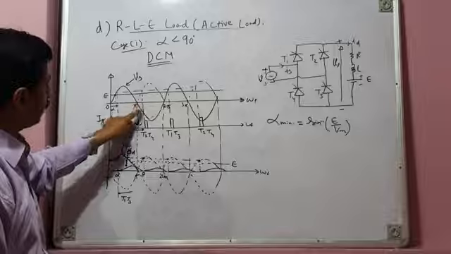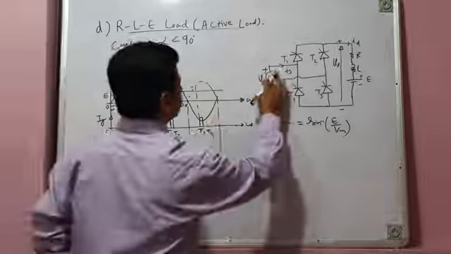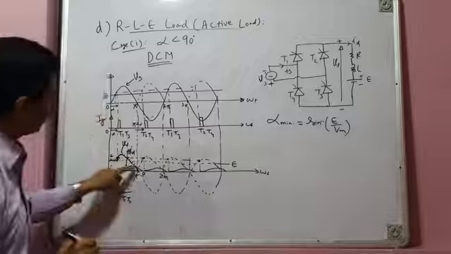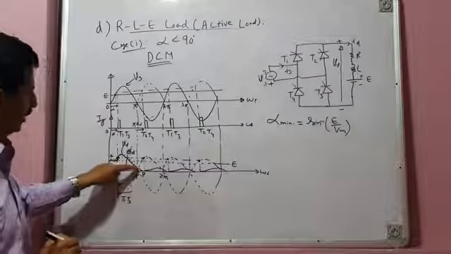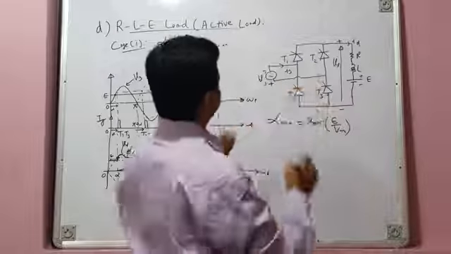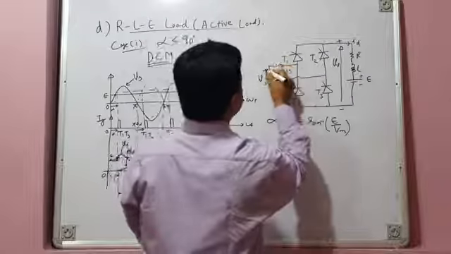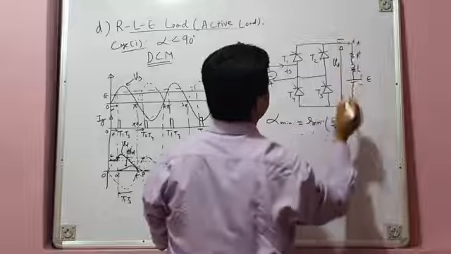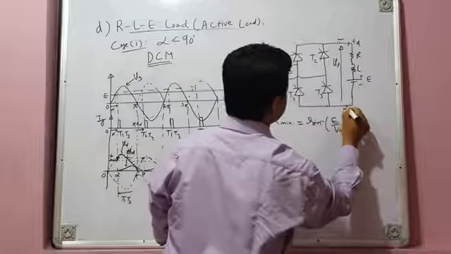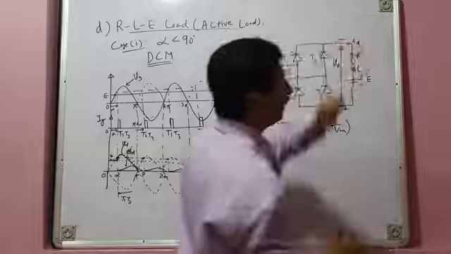After pi, what happens? Source voltage reverses its polarity, so source voltage becomes plus minus like this, and T1, since current has not reached zero, it is still flowing beyond pi. So T1 and T3 will continue to conduct. Through T1, this negative potential will reach here, and through T3, this positive potential will reach here. That means load receives the negative voltage.